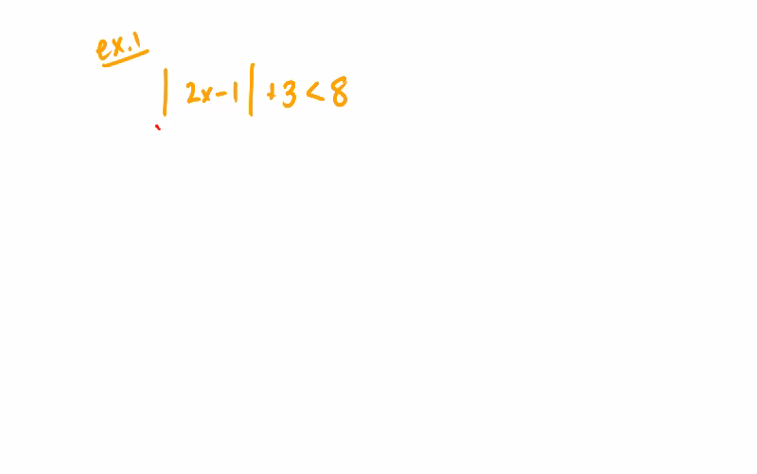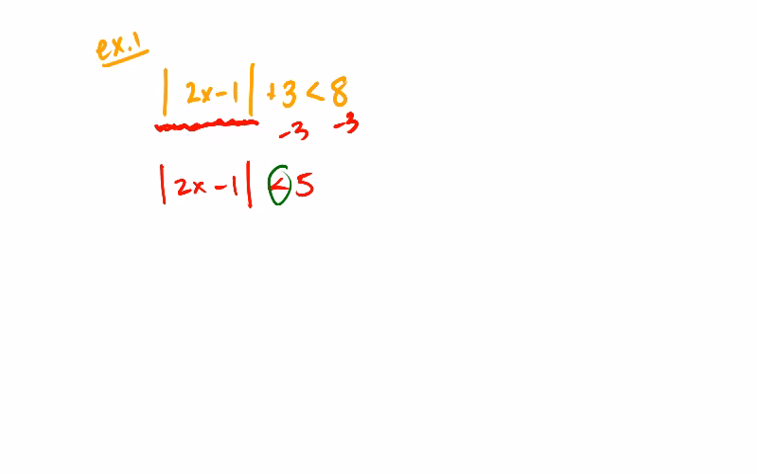And so one thing we want to do first is we want to get the absolute value alone on one side. So we're going to subtract 3 first. And so it's the absolute value of 2x minus 1, and that is less than 5. And then we can set up our inequality.